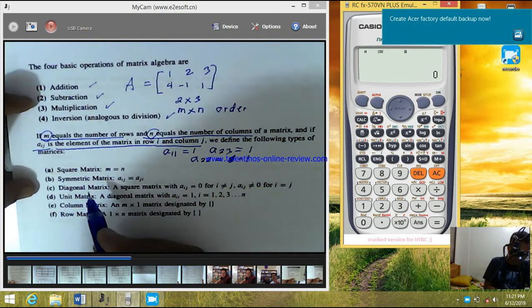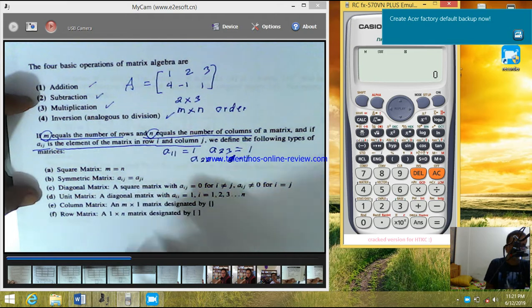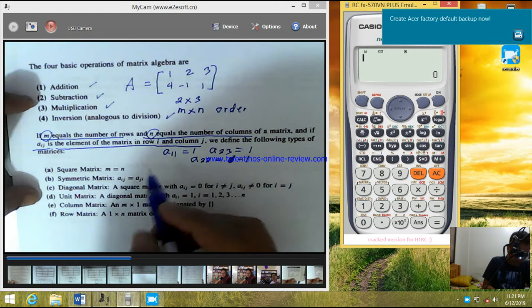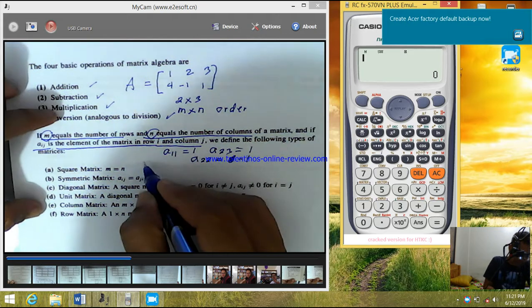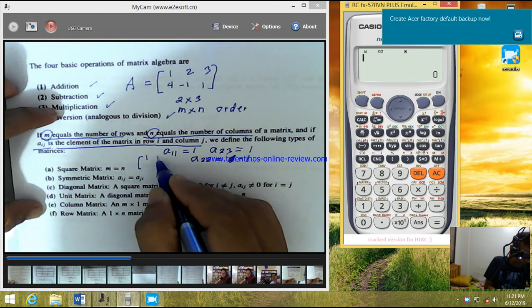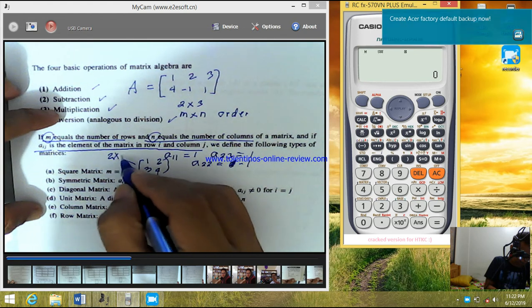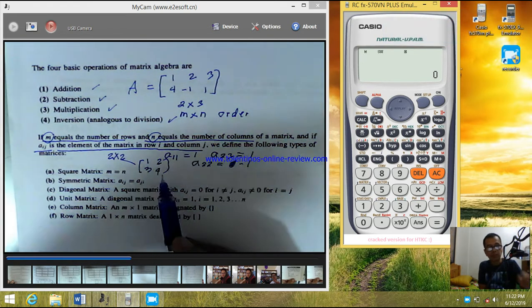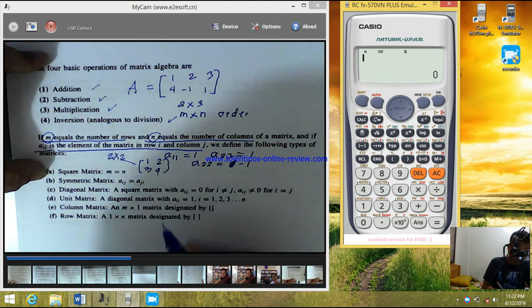So ngayon, a matrix is square if m is n. Ibig sabihin, kung pareho yung number of rows and columns, square matrix siya. Let's say an example: 1, 2, 3, 4. Anong order niya? That is 2 by 2. Pwedeng 3 by 3, pwedeng 4 by 4, pwedeng 5 by 5, and so on.